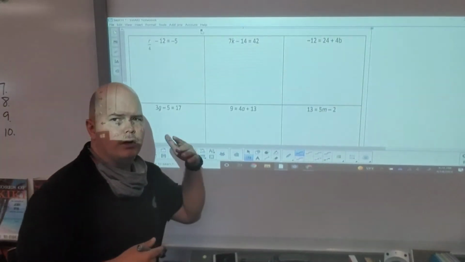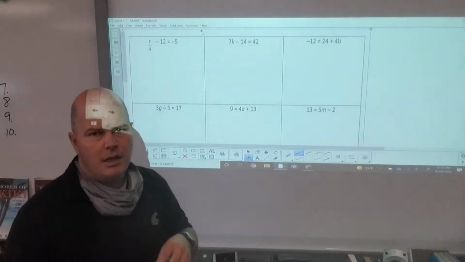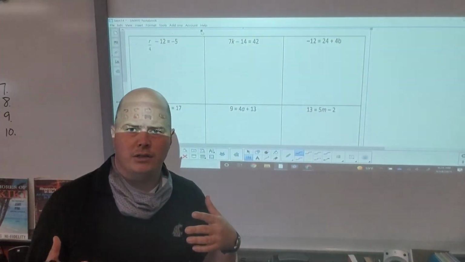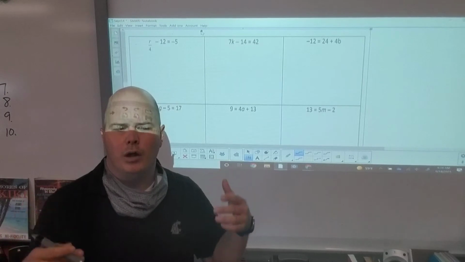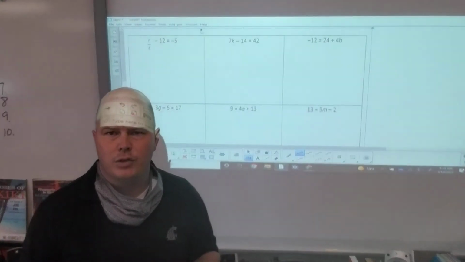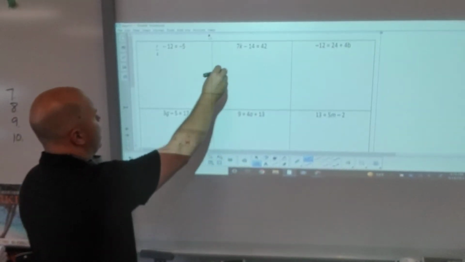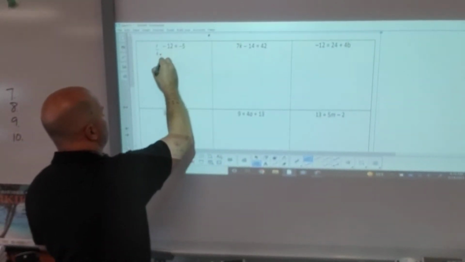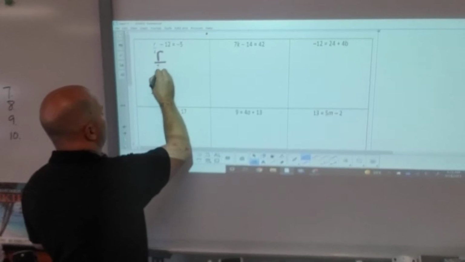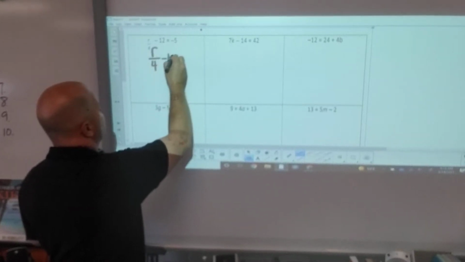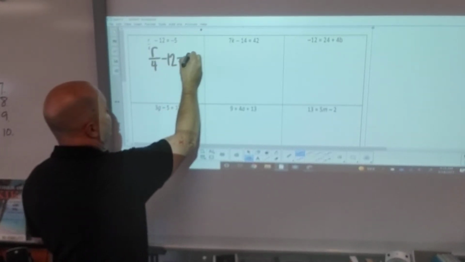However, this week we're expanding to two-step equations, and the key thing with two-step equations is there is more than one operation being done to my variable. So for example, I'm going to write this one a little bit bigger so you guys can see it better. This is r over 4 minus 12 equals negative 5.